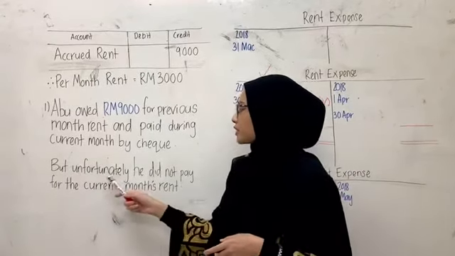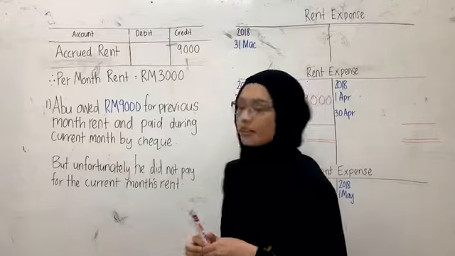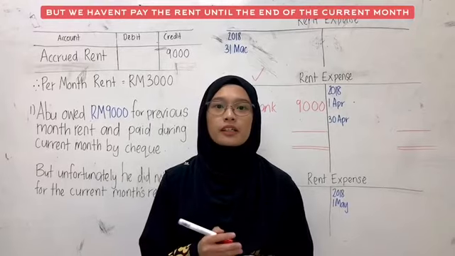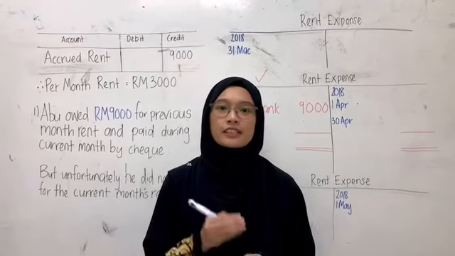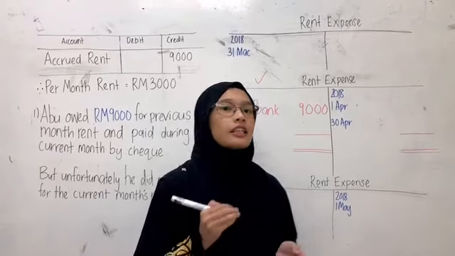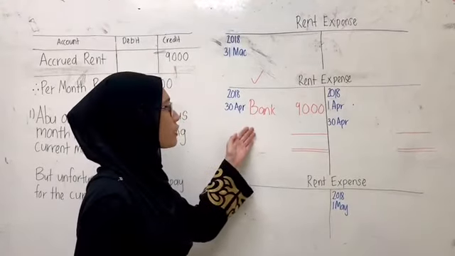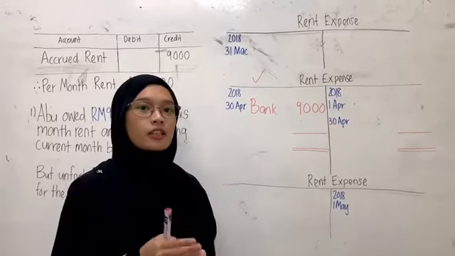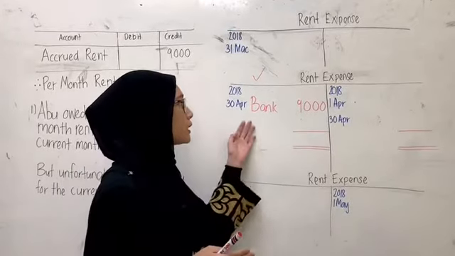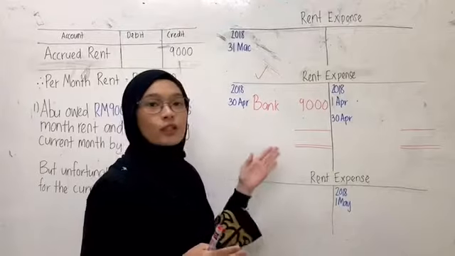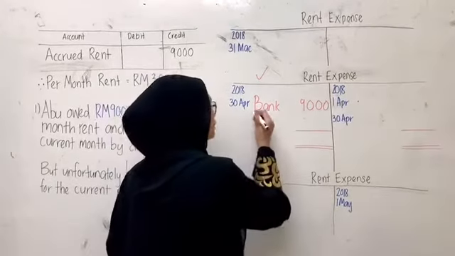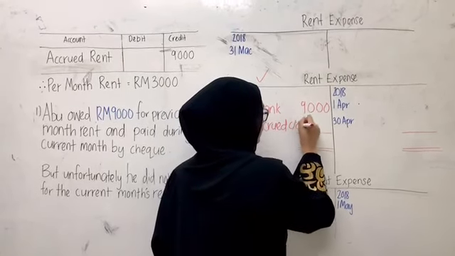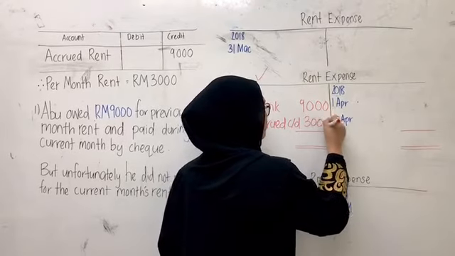Next, but unfortunately, he did not pay for the current month rent. So for this transaction, we have used the building to run our business, but we haven't paid the rent until the end of the current month. So this transaction is recognized as the accrued c/d. Accrued c/d, we have to write it at the debit side of the account. Why? Because it follows the nature of the expense. We must remember that accrued c/d must be written at the debit side because it follows the nature of the account. So accrued c/d, we have to write 3,000 ringgit.